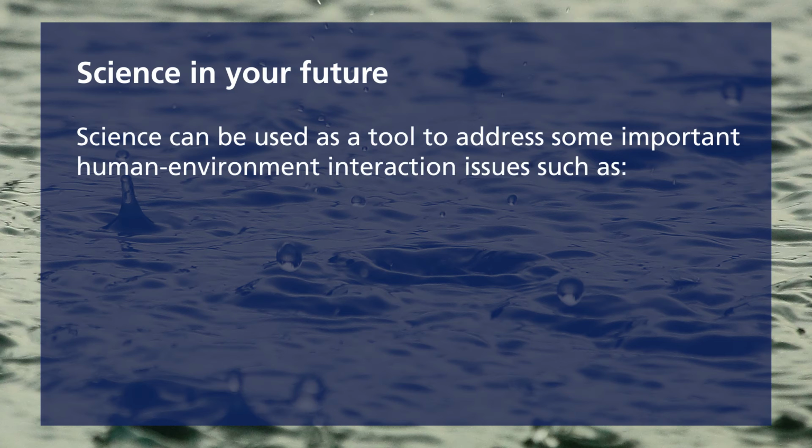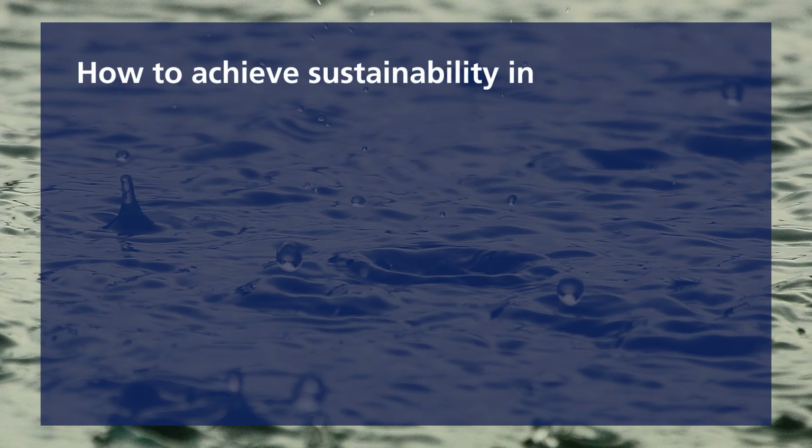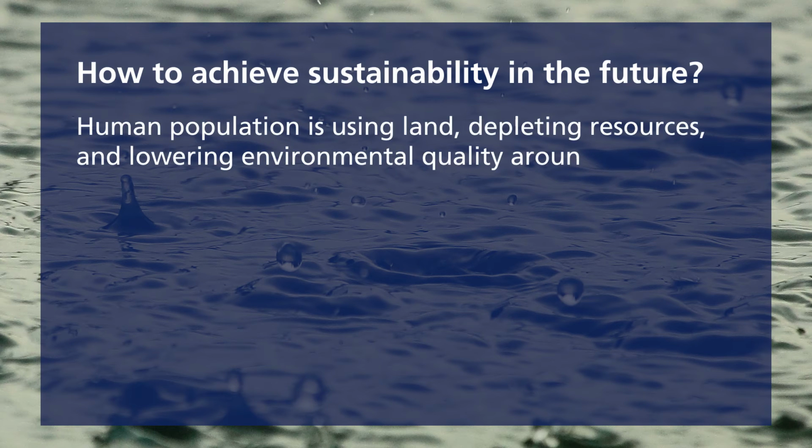Science can be used to address some important human-environmental interaction issues, such as the availability of water, the transition from oil to other energy sources, such as renewable energy sources, and global climate change. How to achieve sustainability in the future? The human population is using land, depleting resources, and lowering environmental quality around the world.